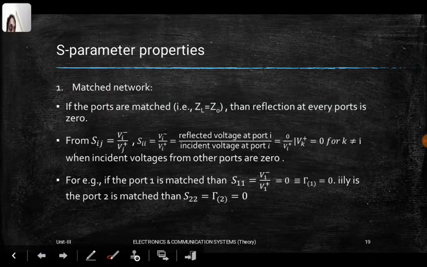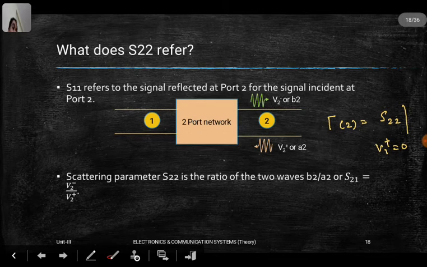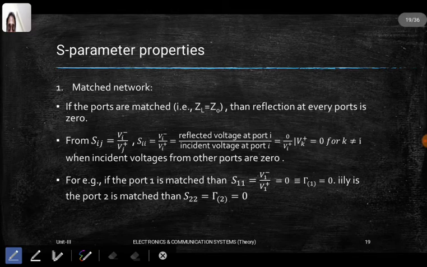So nothing, we have to keep it in mind. Okay, if there is no reflection, if it is perfectly matched, this second port is perfectly matched, so what is the value of S22? This is again another important inference you can get.